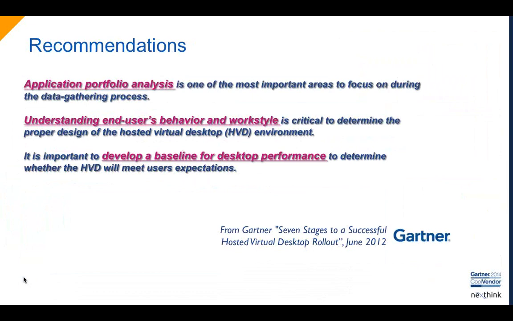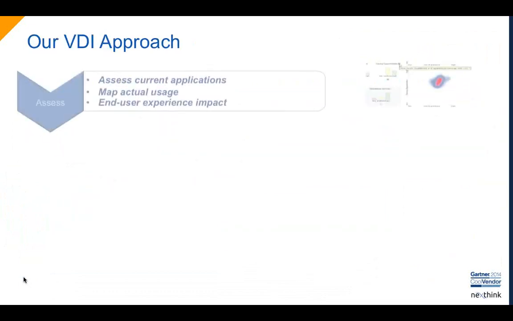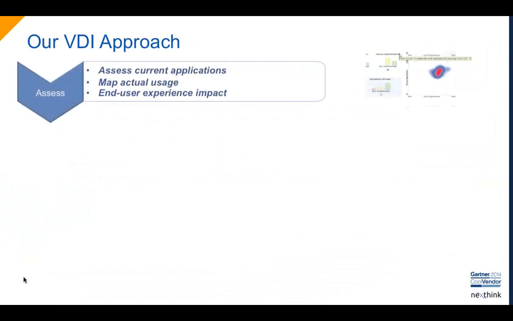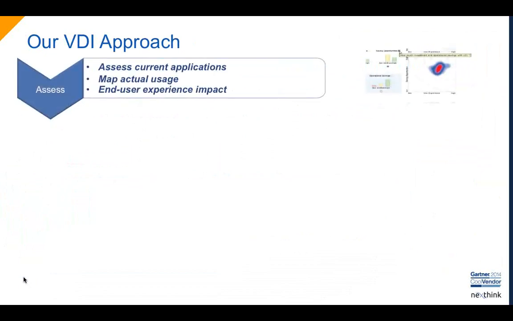So how can we do that? With Nexthink, we can help in the different phases of VDI. We can start with the assessment phase, where we can help assess the current applications and map the actual usage of each application and each executable file for the resources, and we can know the end user experience impact. How many resources are we going to assign to this user, and if we give him this amount of resources, is it going to be enough or not enough?